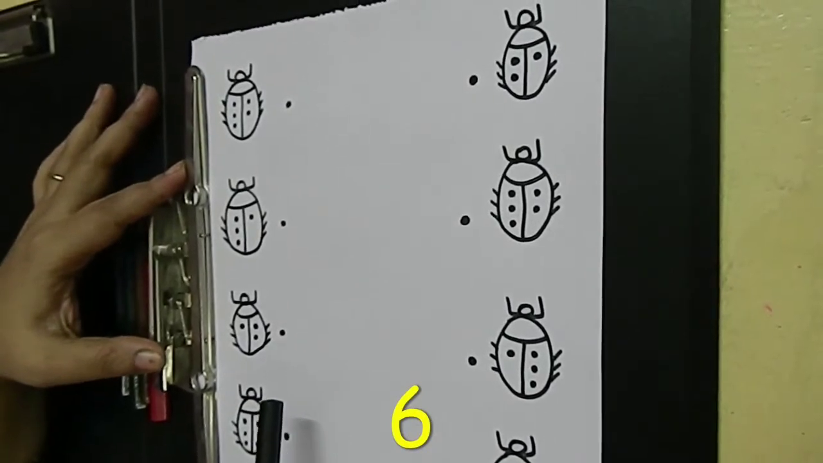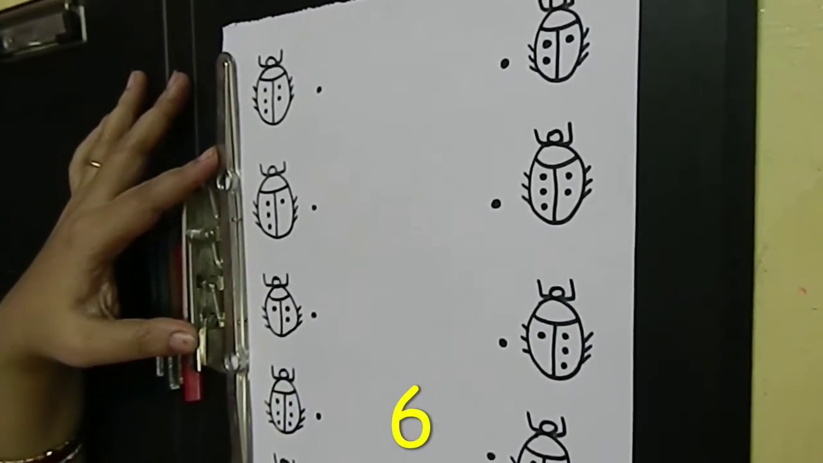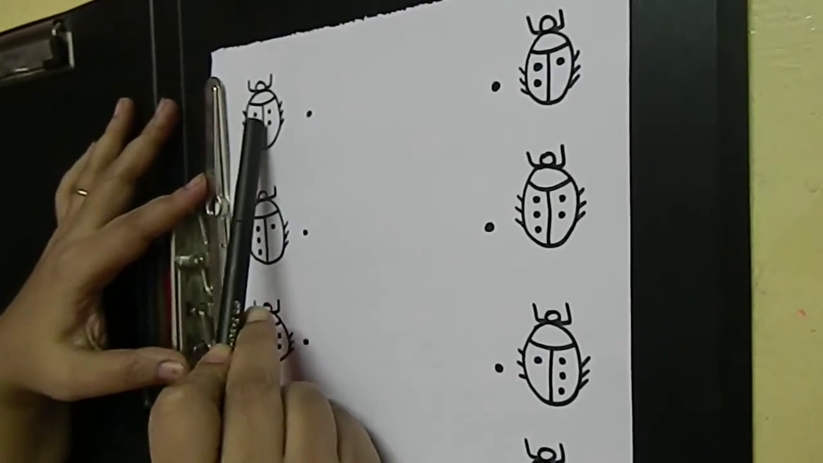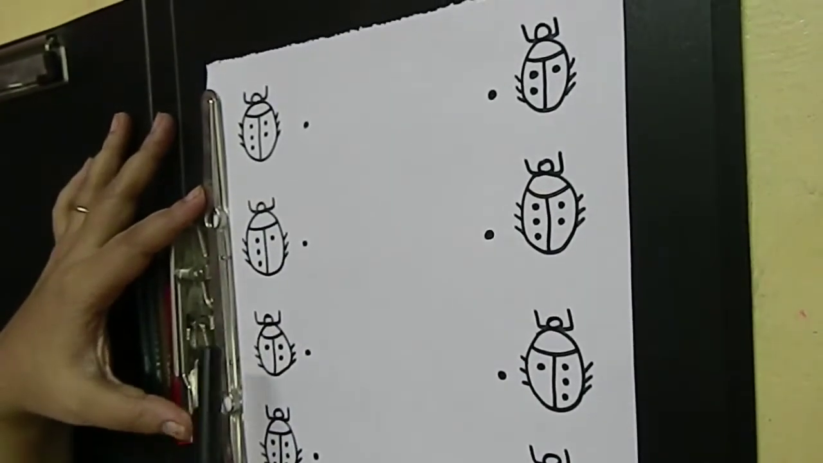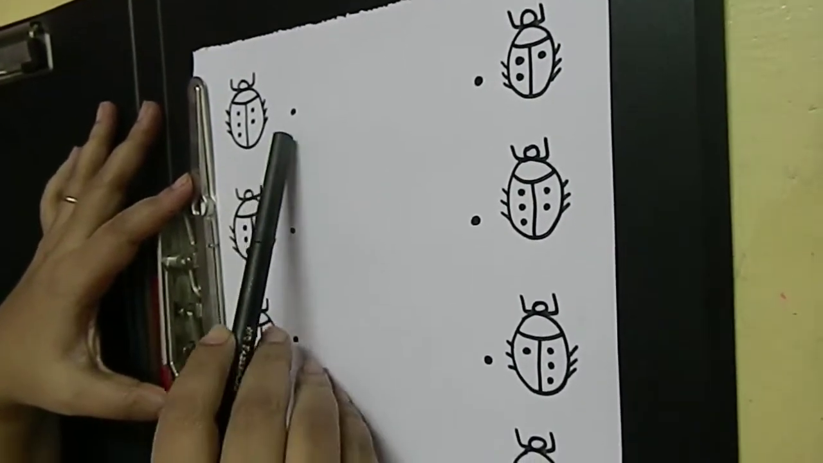This worksheet is also based on counting. Here, the child has to count the number of dots on the body of the beetle and connect the one which matches.